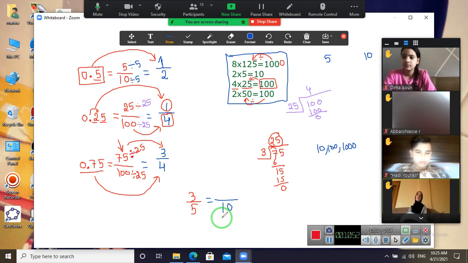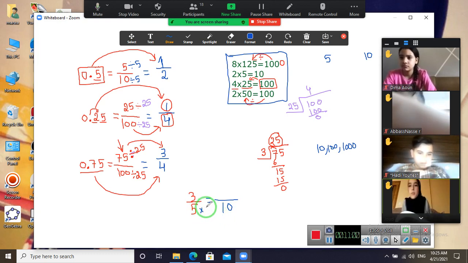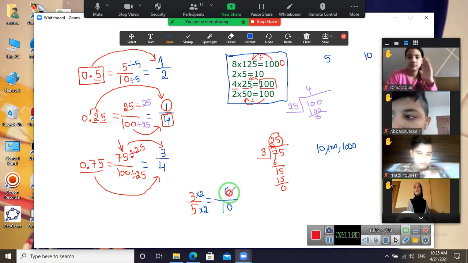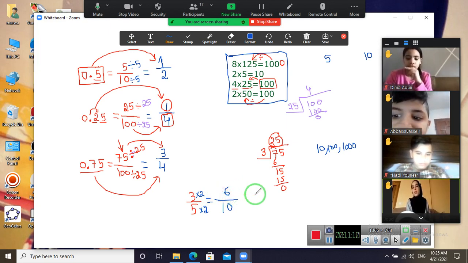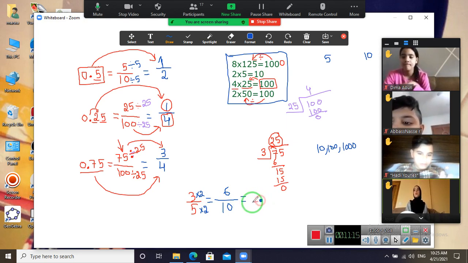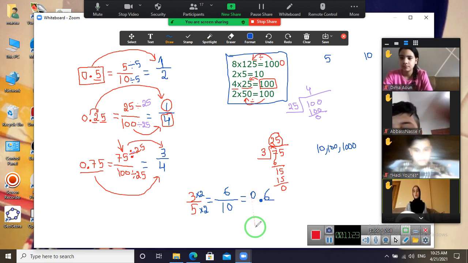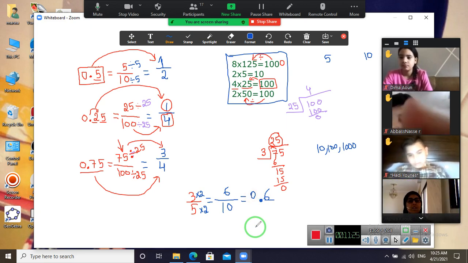By making what, Jude? By making times. Times what? Times 2. Yes, I will multiply it. It's times 2. It will be 6 over 10. Now transform 6 over 10 as a decimal number. Do you remember? Over 10, that means 1 share. I will put the number. I will get 0.6. Like that, I can transform a fraction into a decimal number. And that's the first step.